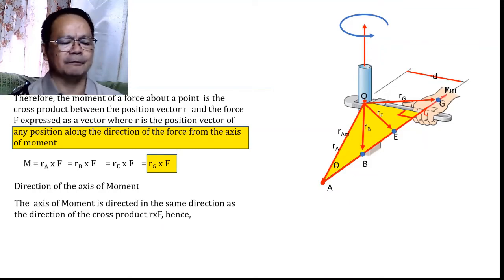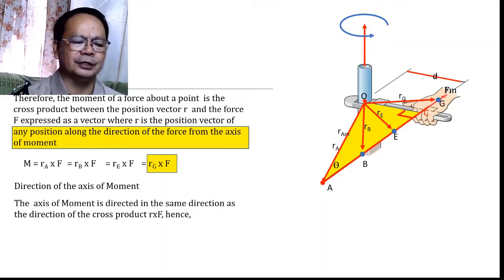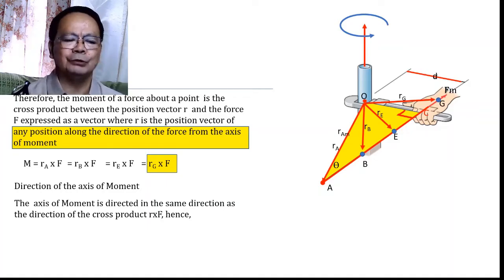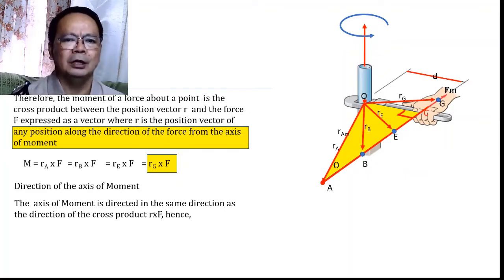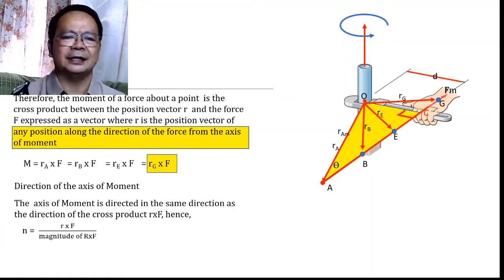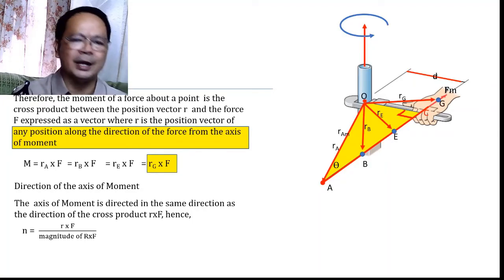So the axis of moment is directed in the same direction as the cross product R cross F. Yung daw direction ng moment dito ay sharing direction ng cross product between R and F, where R, as I have mentioned again, is the position vector of any point along the direction of the vector referred from the axis of rotation. Therefore, we can say that N shall be equal to the cross product R cross F divided by the magnitude of that R cross F.